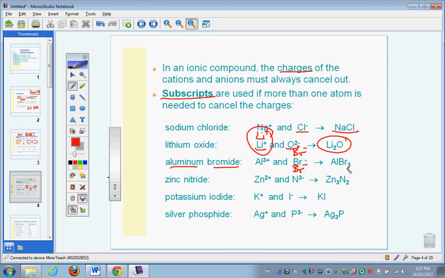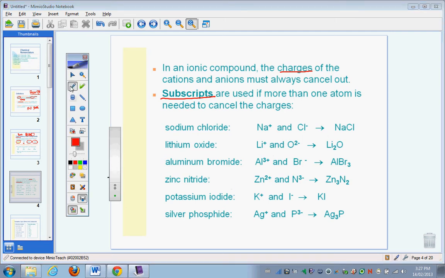Okay. Here's the toughest one of them all. And I'm not joking about that. Okay? If you get what we're doing so far, great. This is now the toughest example. When something has a charge of 2 positive and it's bonded to something with a charge of 3 negative, how can I make the charges cancel out? Well, what's the lowest common multiple of 2 and 3? 6. So how many 2's do I need to get 6? 3. So I'll need 3 zincs.